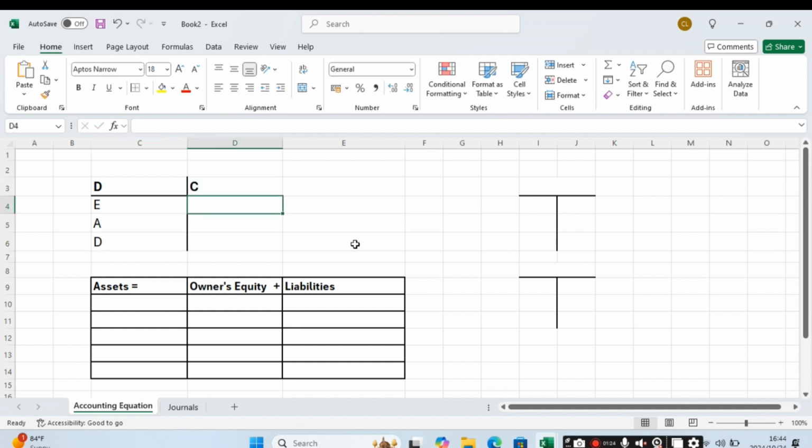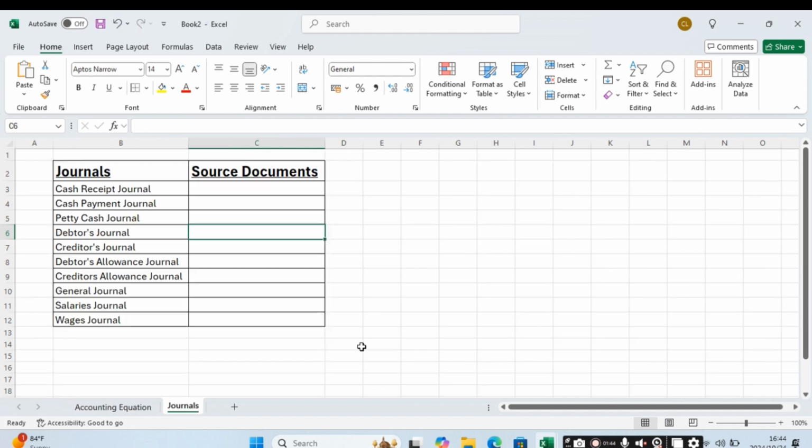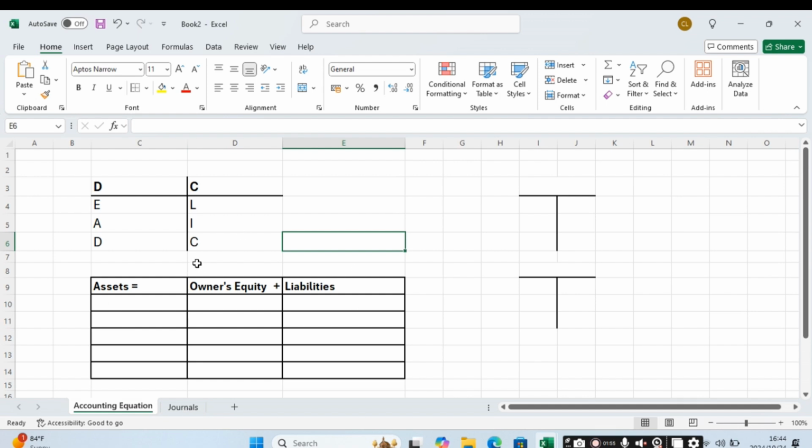We have this DEADLiC. I hope most of you know this, but I found that not everyone does. If you understand this DEADLiC, you know accounting. Understand DEADLiC, you understand your accounting equation, you know all your journals. We'll be dealing with our journals also, which is our CRJ, CPJ, petty cash, all that, and the source documents that are also involved with our journals. This I'll touch on later. For now, we are focusing on our DEADLiC and also our accounting equation.